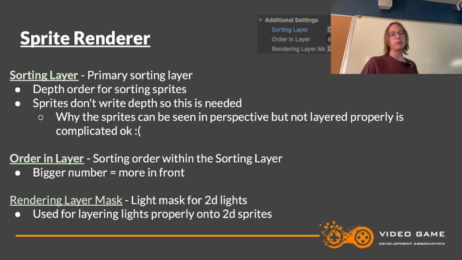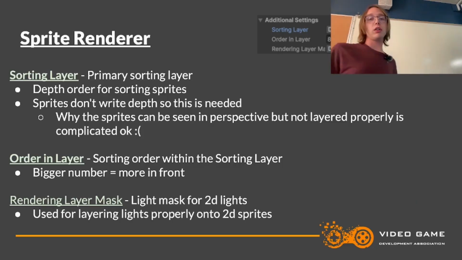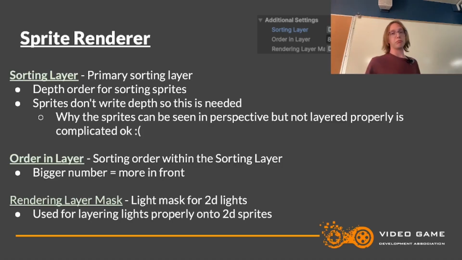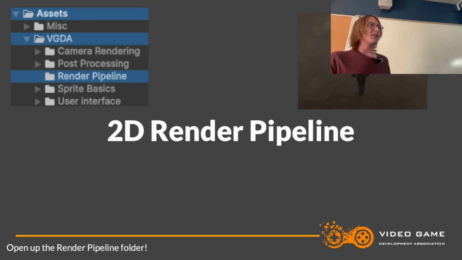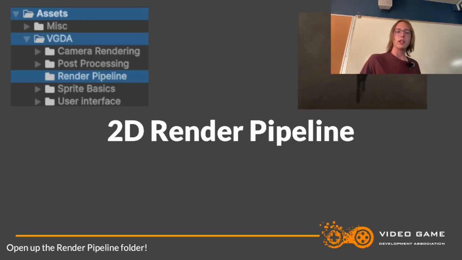It's very simple, though. If you just want to set everything to default and order it by number, bigger number equals it's more in front. So very, very simple. Rendering layer mask. This is a light mask for 2D light. So let's say you have a 2D light and you don't want it to hit this sprite. Just turn off that rendering layer mask. It sounds a little hard, but once you dabble with it a little bit, it's easier to realize.